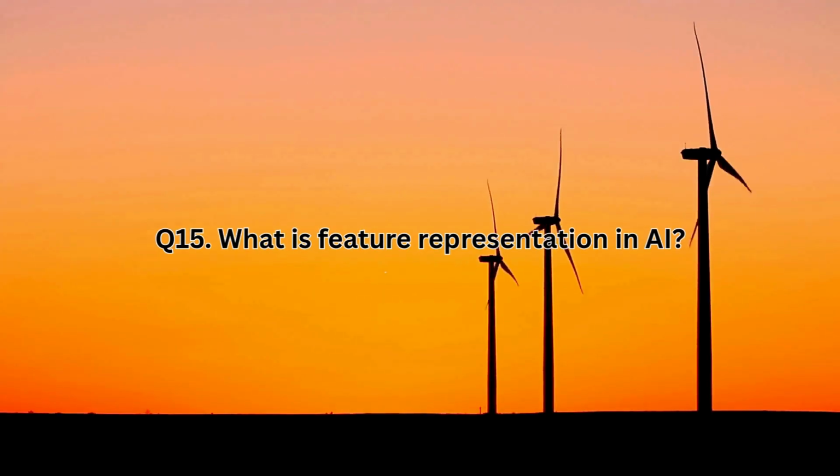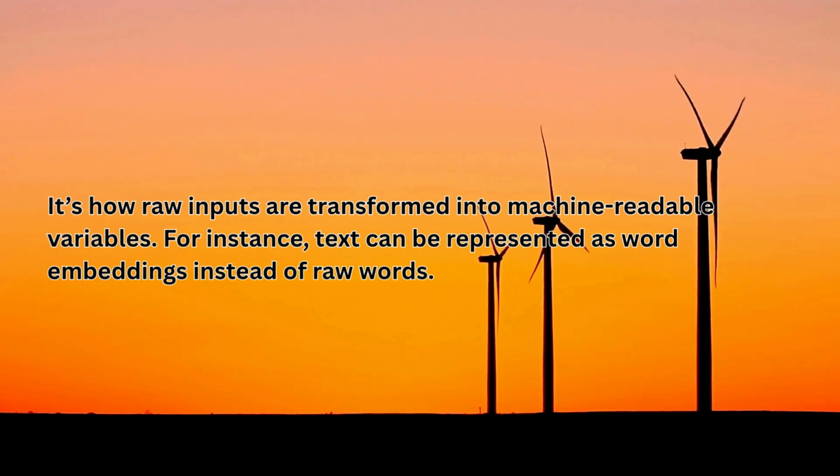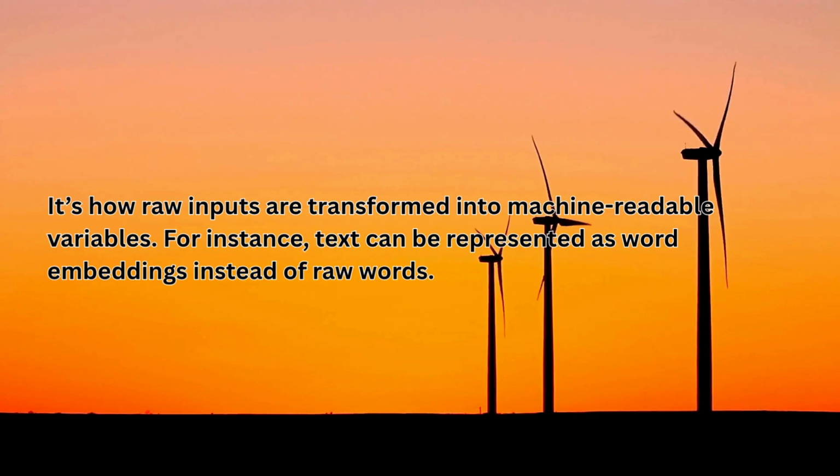What is feature representation in AI? It's how raw inputs are transformed into machine-readable variables. For instance, text can be represented as word embeddings instead of raw words.